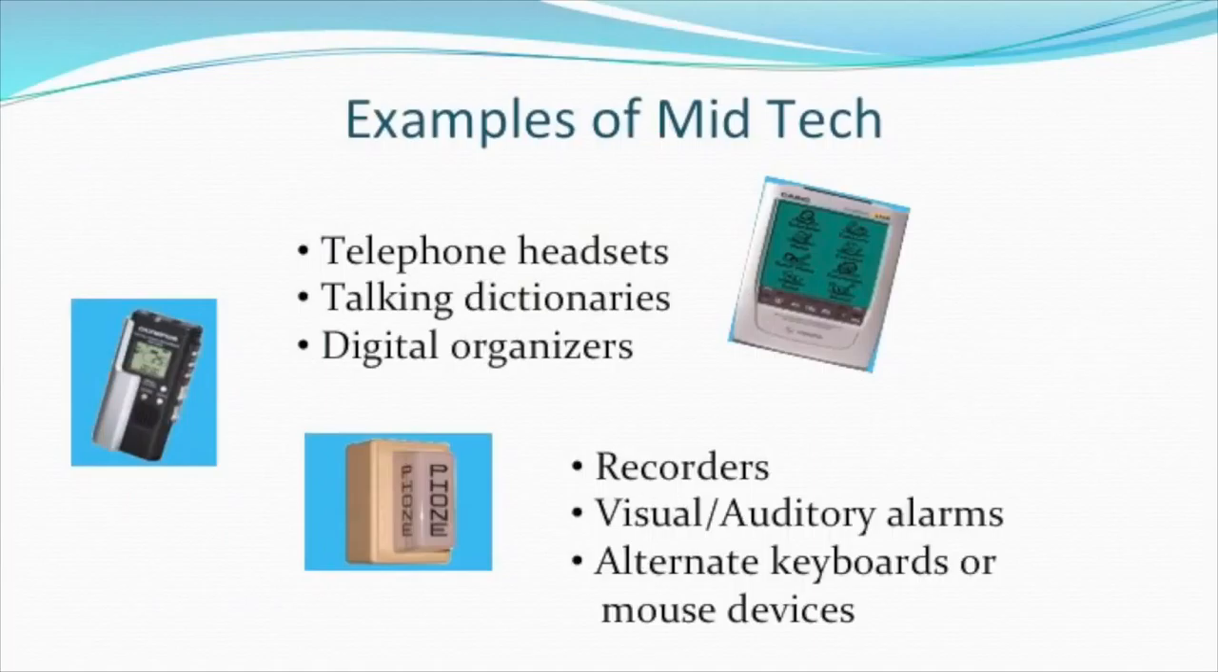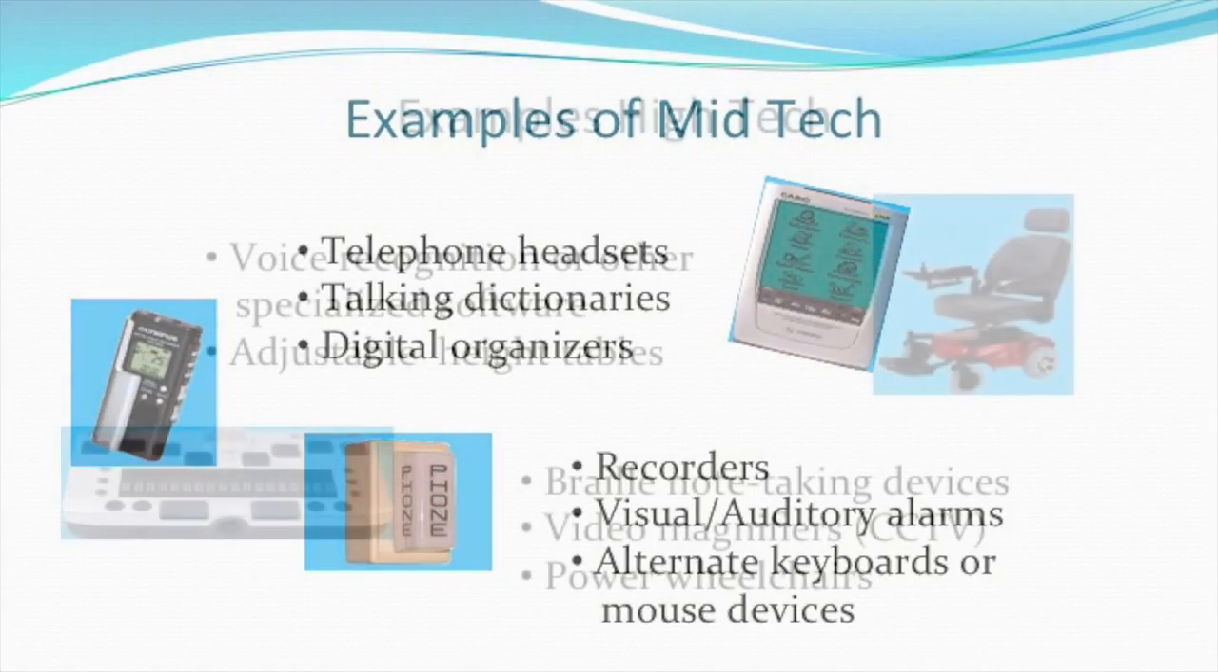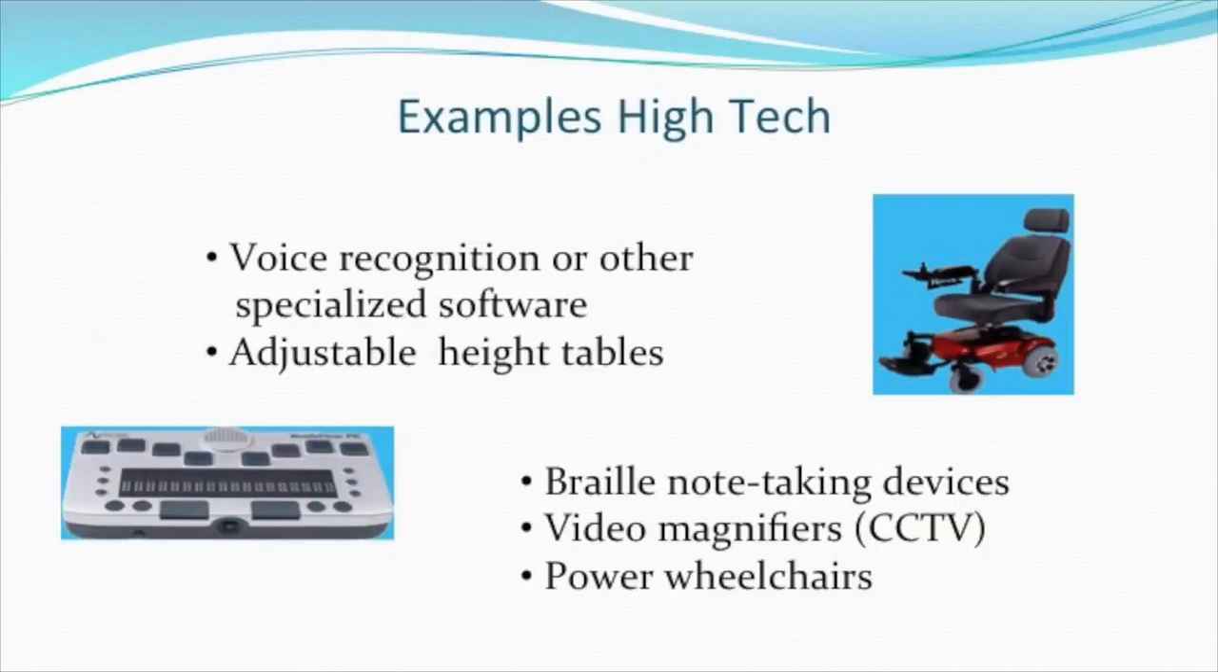Examples of mid-technology assistive technology devices: telephone headsets, talking dictionaries, digital organizers, recorders, visual auditory alarms, alternate keyboards or mouse devices. And here are some other examples of high-tech assistive technology devices. Voice recognition or other specialized software, adjustable height tables, braille note-taking devices, video magnifiers, and power wheelchairs.